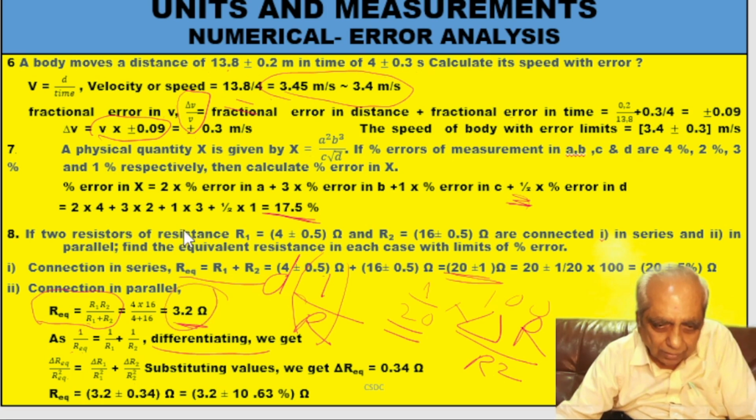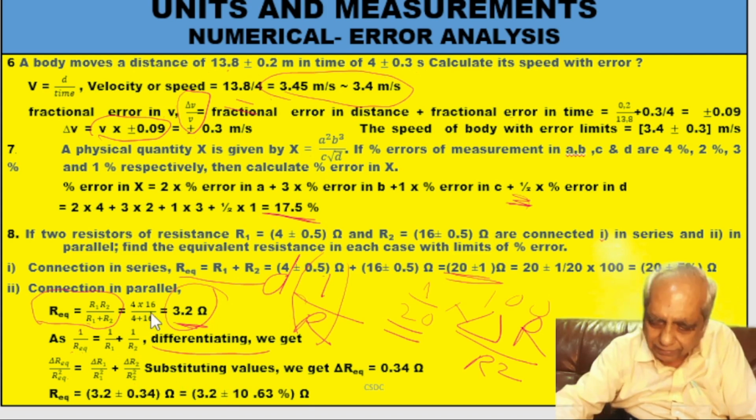So like what we did in the previous sum for velocity. R equivalent I know, so I will get delta R equivalent as 3.2 multiplied by whatever answer I get here. If you do the calculation, you will get 10.63%. Is it all right?